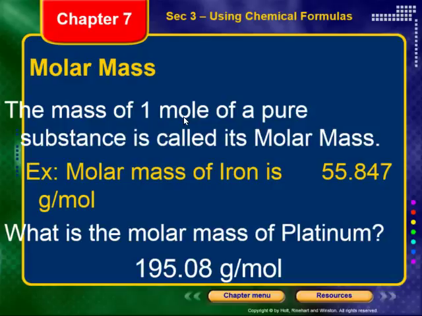What is the molar mass of platinum? Again, look at the periodic table. Find platinum. The number in that box is 195.08. Now, there's not going to be a unit on the periodic table because it's up to you how you use that information. If you're looking for molar mass, you're going to slap the grams per mole on there. If you're using a formula mass, you're going to slap an AMU on there. And again, we're getting that number from the periodic table.